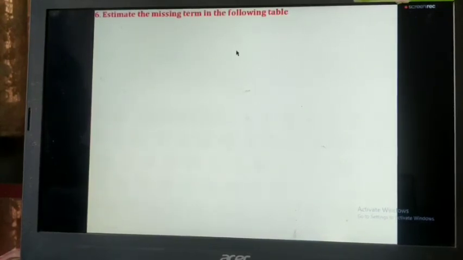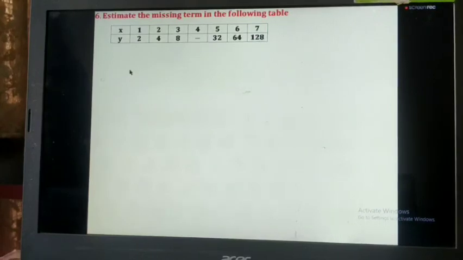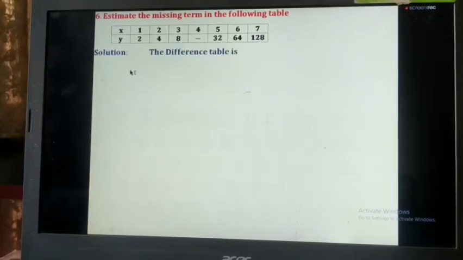So one more example has been covered. Next, let us go for estimating the missing term in the table. The table has been given, containing the x and y terms. x is 1, 2, 3, 4, 5, 6, 7 and y is given correspondingly as 2, 4, 8, one term not given, 32, 64, 128. How do we find the missing term from the table?